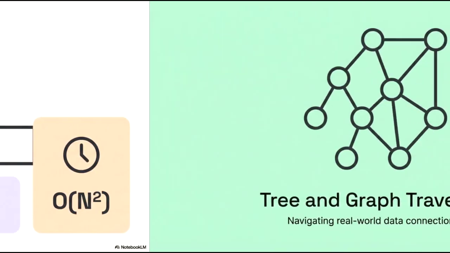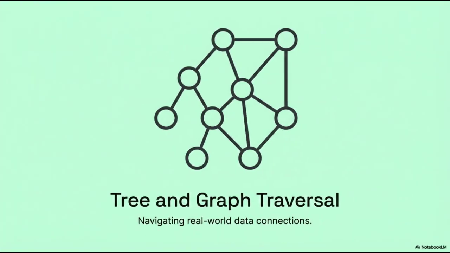Tree and graph traversal are foundational concepts in computer science, providing the systematic methods required to visit every node within a data structure.